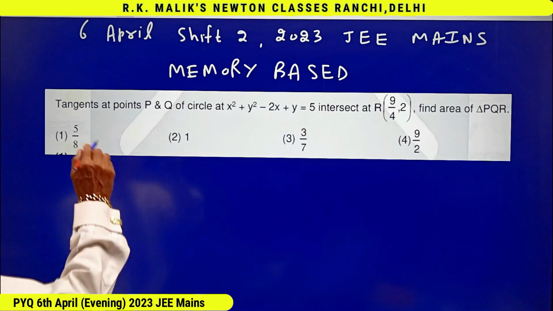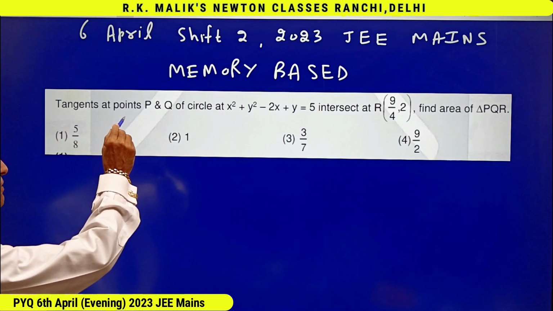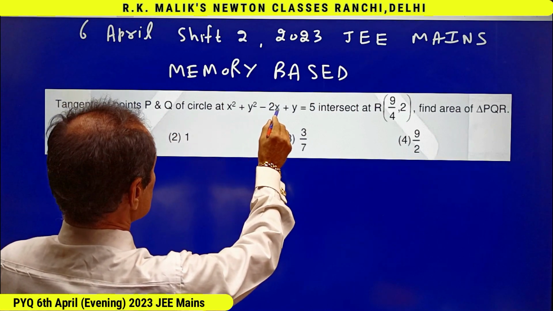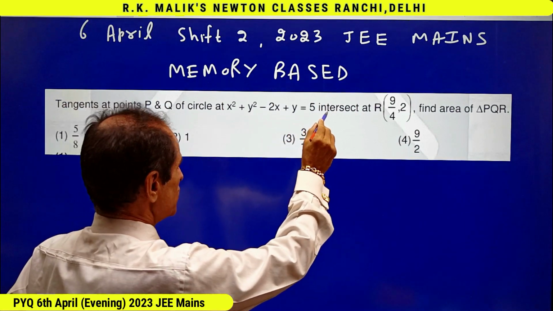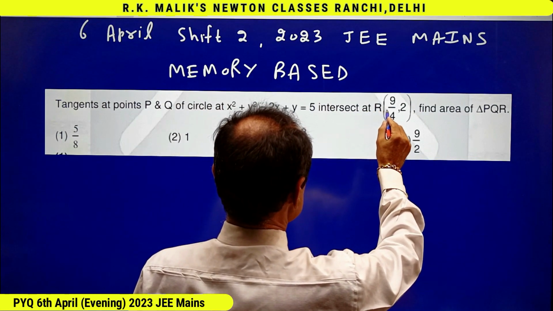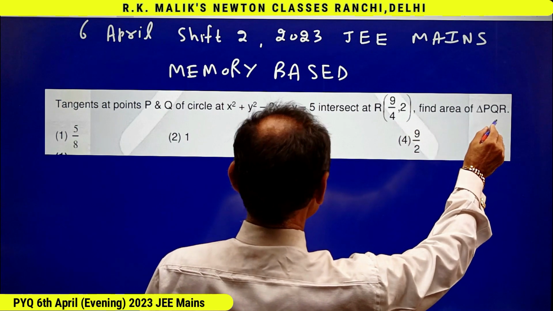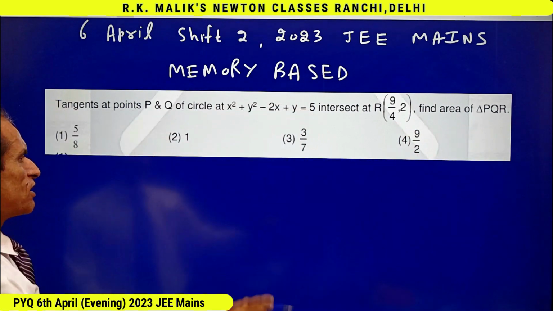In this question, it is given that the tangents at the points P and Q of the circle x² + y² − 2x + y = 5 intersect at R having coordinates (9/4, 2). Find the area of triangle PQR. You have to find the correct choice.